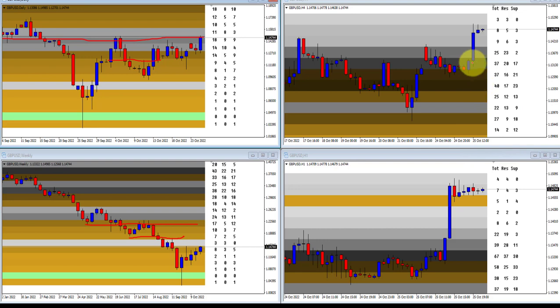Now, here's for instance a fantastic reading. 25 times the price has tested that area. 23 times it acted as resistance.